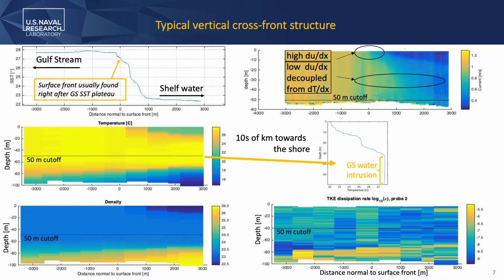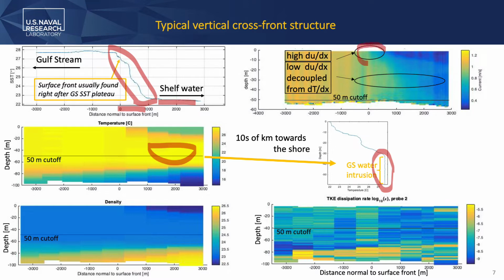Here are the results of a typical underwater survey across the front. We see a sharp drop-off in sea surface temperature, about 5 degrees over just 1 kilometer. However, that colder shelf water is quite shallow. Below it, we still have warm Gulf Stream water, which intrudes further inshore. It can reach quite far. We've seen warm Gulf Stream water sitting on top of the shelf tens of kilometers towards the shore from the front. The current profiling tells us a different story.